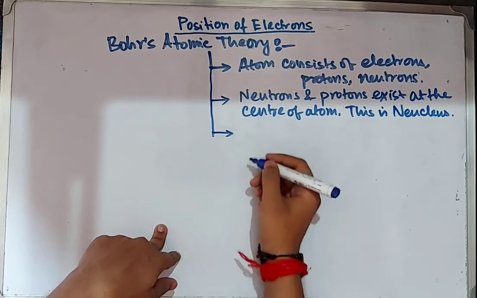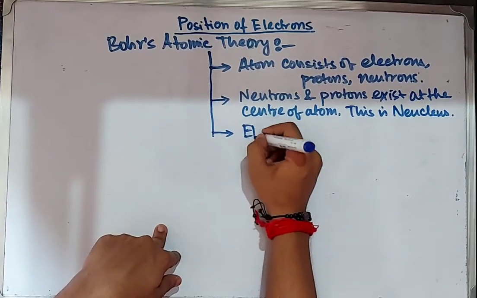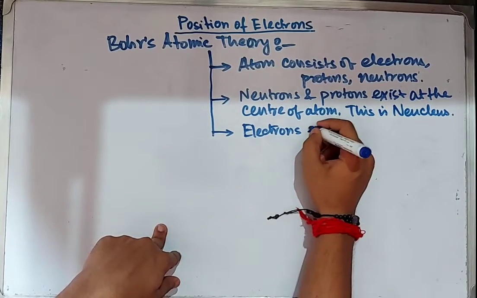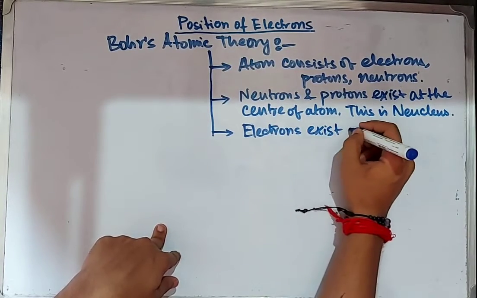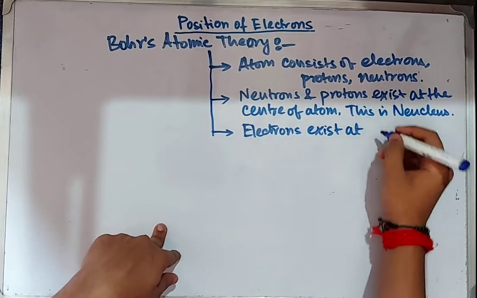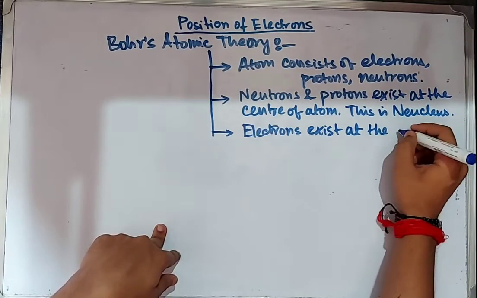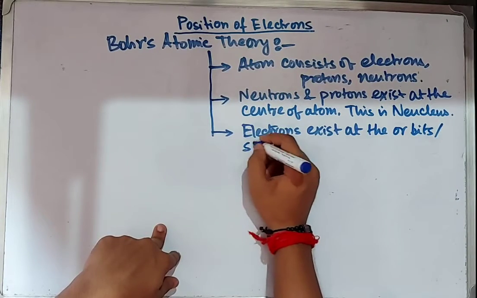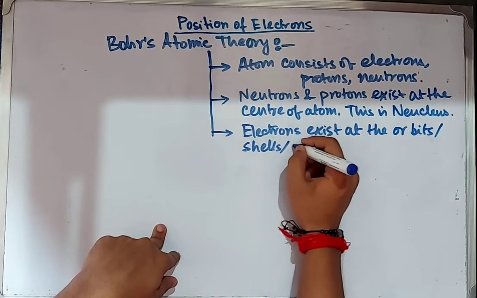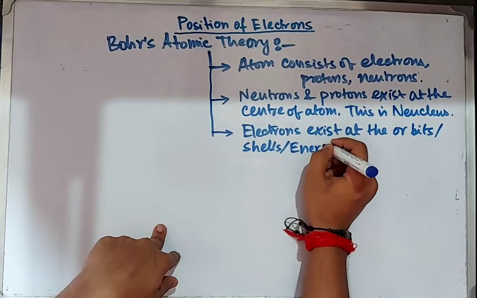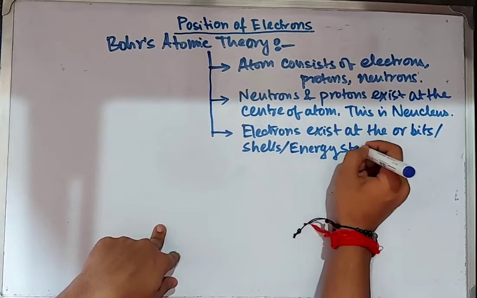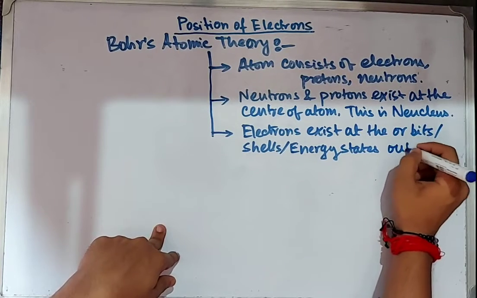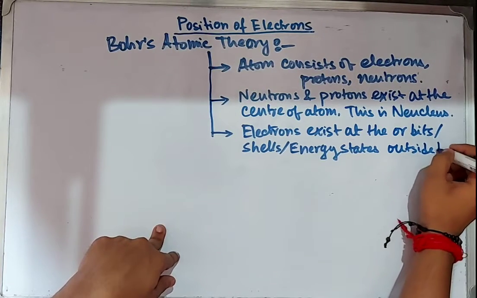The third point is, electrons exist at the orbits or shells, or you can say energy states, outside the nucleus.